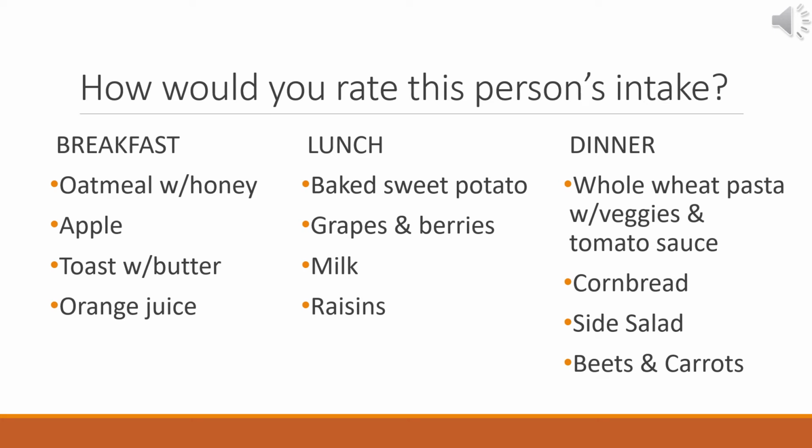Take into consideration some of the things that we've just gone over, especially when you consider the food guides, and specifically MyPlate. How would you rate this person's intake? For breakfast, they had oatmeal with honey, apple toast with butter, orange juice. For lunch, baked sweet potato, grapes and berries, milk, raisins. For dinner, whole wheat pasta with veggies and tomato sauce, cornbread, side salad, beets, and carrots. So again, go back to what we have for MyPlate and then rate this person's intake.